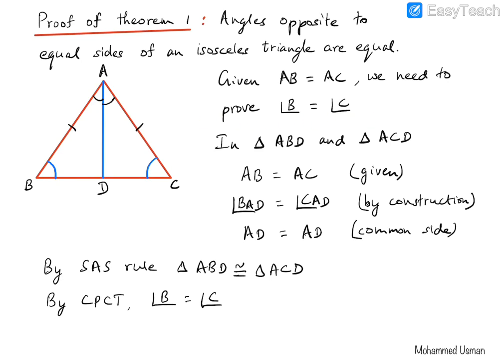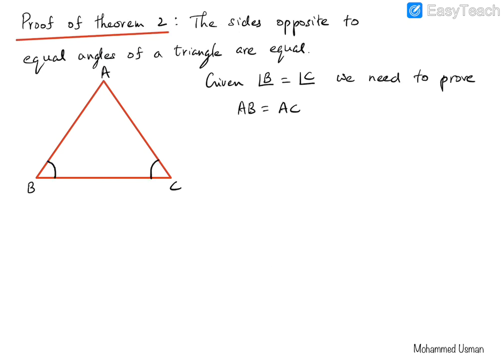Let us now prove the second theorem, which is the converse of the first theorem. The second theorem states that the sides opposite to equal angles of a triangle are equal. So we are given angle B is equal to angle C, and we need to prove that AB is equal to AC. The side AB is the side opposite to the angle C and AC is the side opposite to the angle B, and when two angles are equal, the sides opposite to the equal angles are also equal. This is the converse of the first theorem, and we call this the second theorem. So let us prove this.